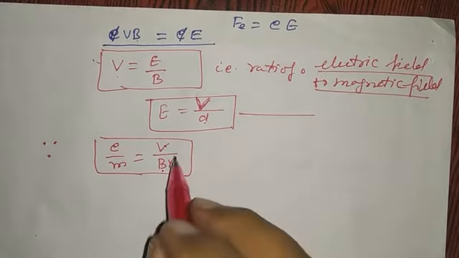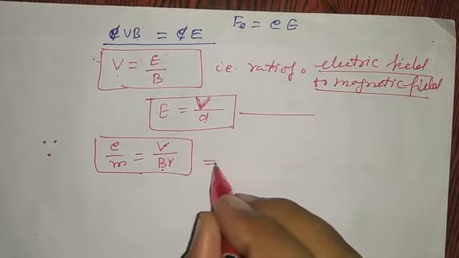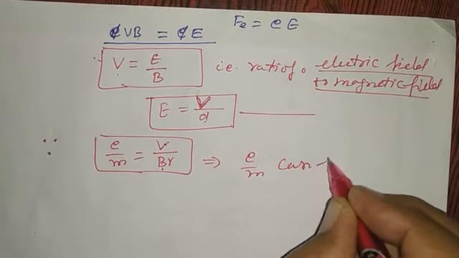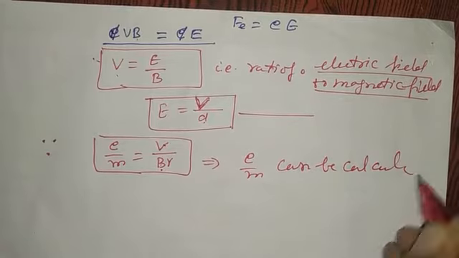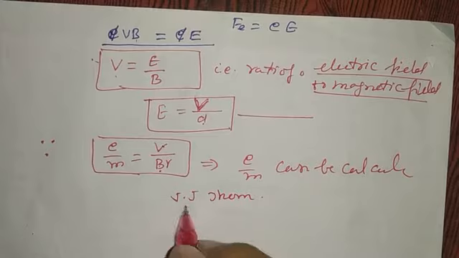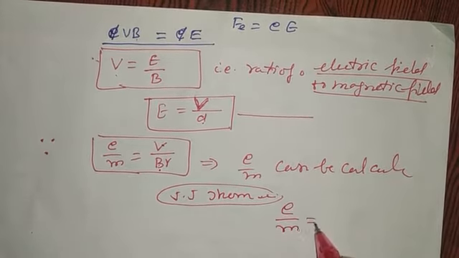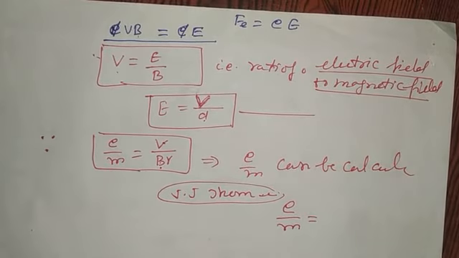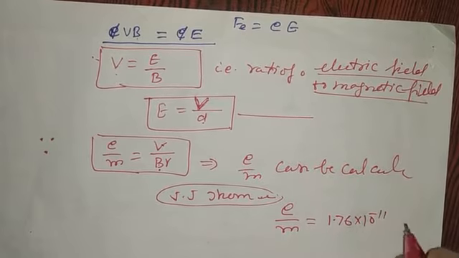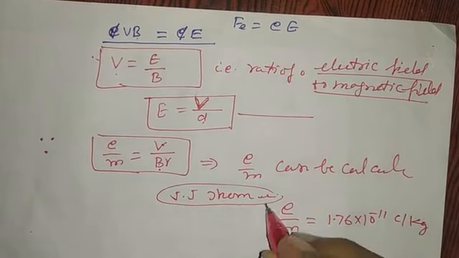By knowing these values from the experiment and putting them in the formula, e by m can be calculated. J.J. Thomson did this experiment and obtained the value of e by m as around 1.76 into 10 to the power 11 coulomb per kg.